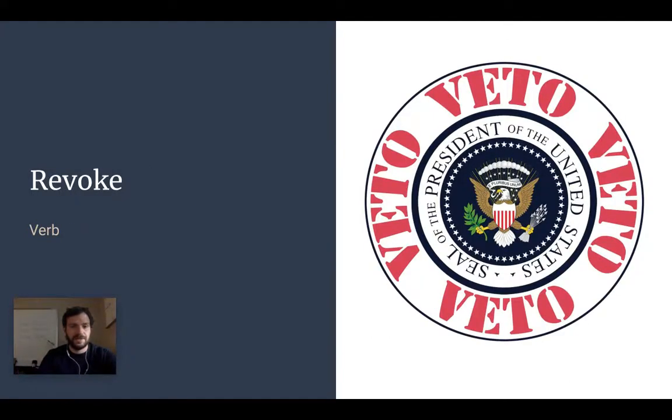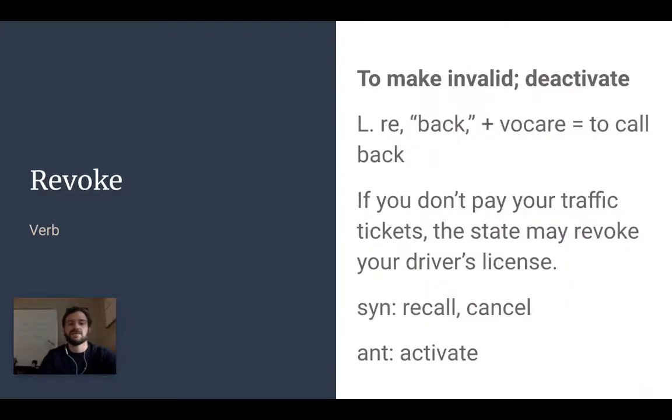Staying presidential here, the president of the United States of America has the ability to veto something, which is to revoke a rule. Revoke meaning to make invalid or deactivate. You take that same similar Latin re, meaning back, plus the vocare, and you call back. So I'm calling back something that has been called before.